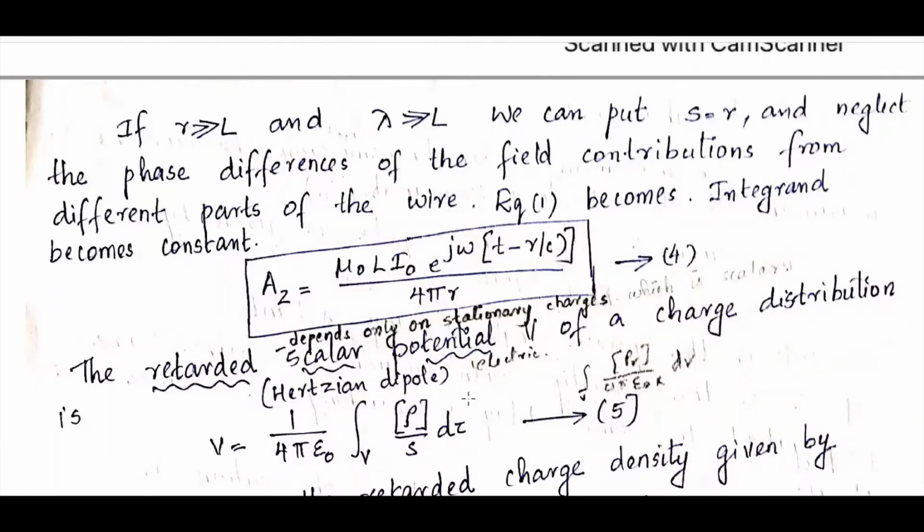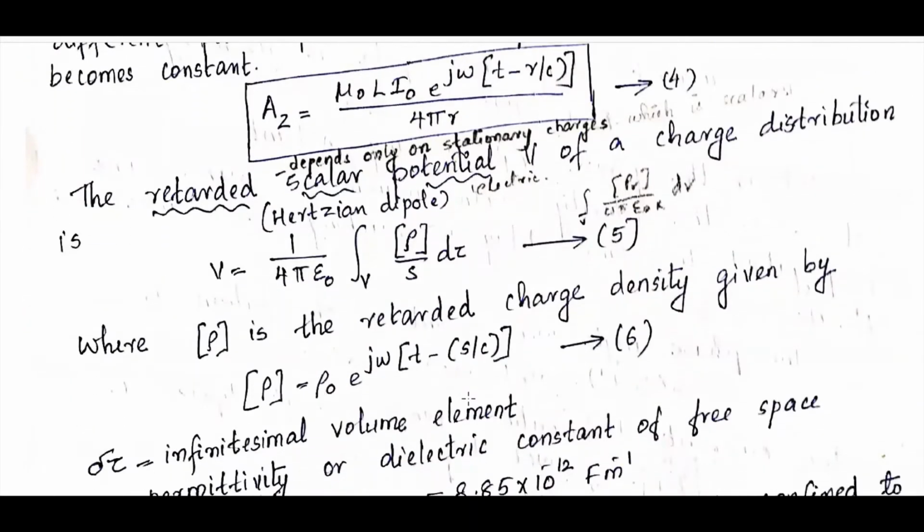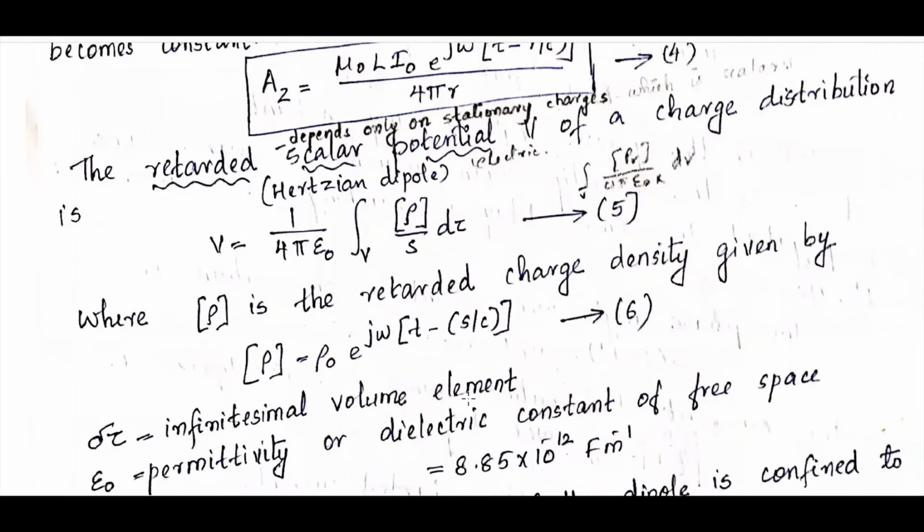Now consider the scalar potential. The scalar potential is basically because of the stationary charges. When you consider the dipole, you have the charges at both the ends of the dipole. So we have to consider those charge distributions and write the equation.